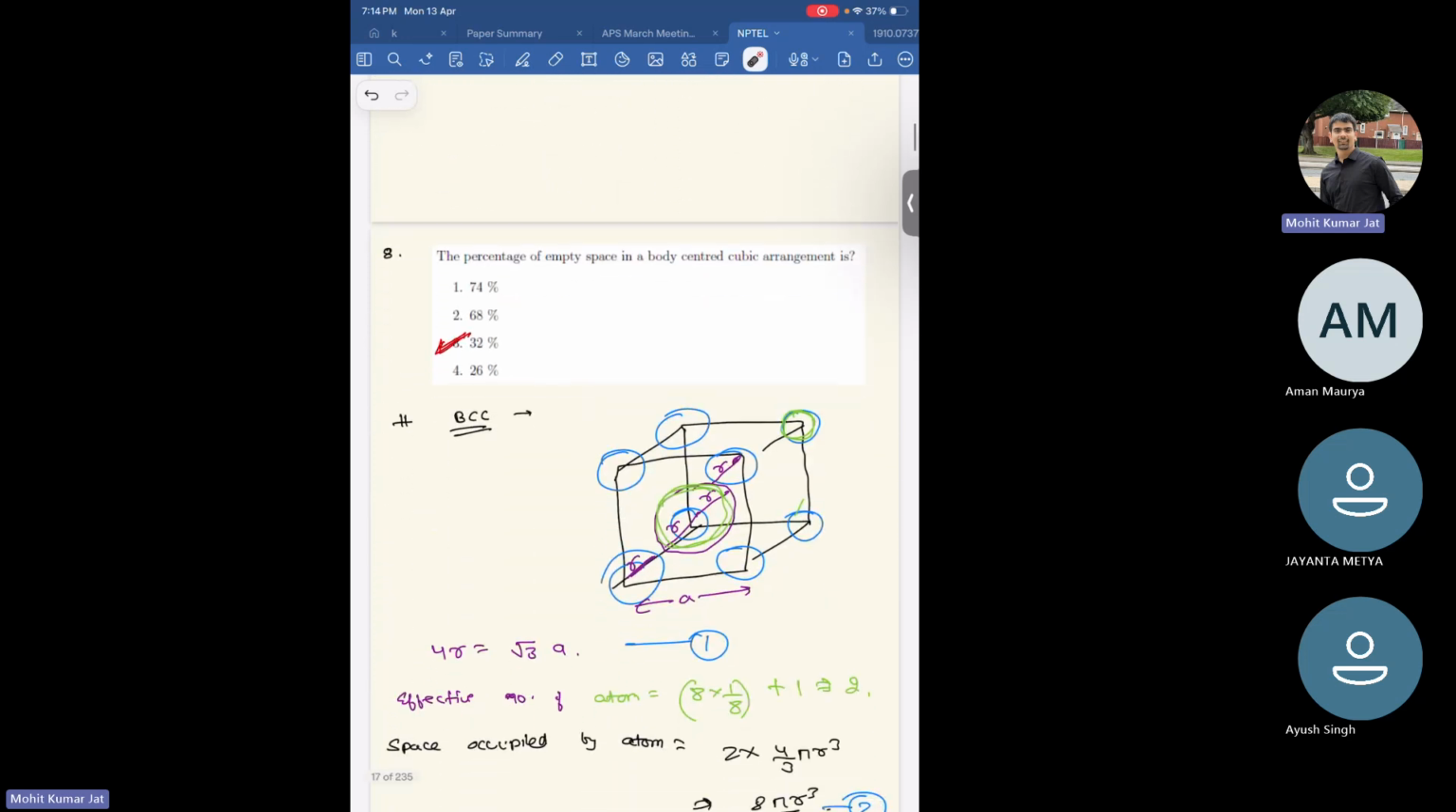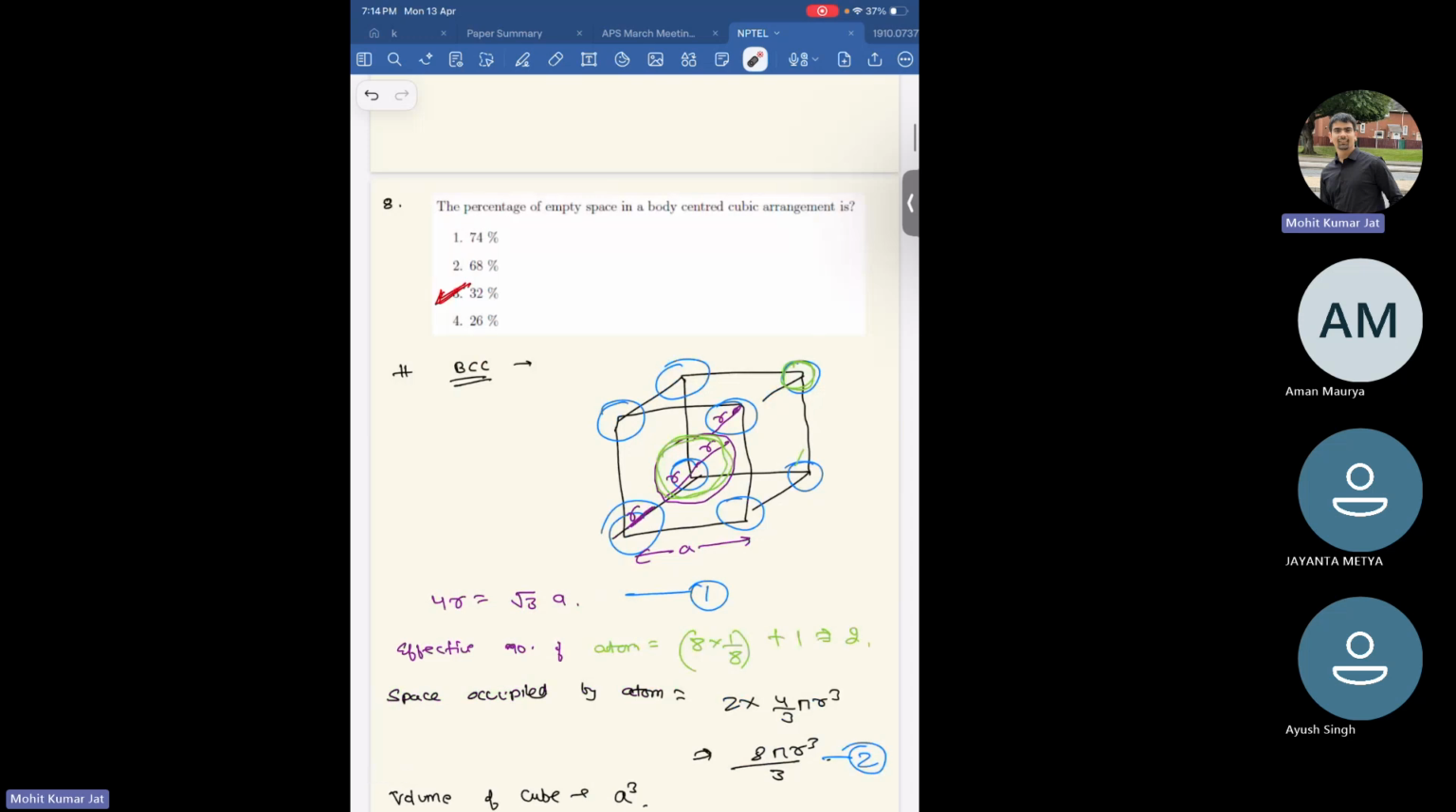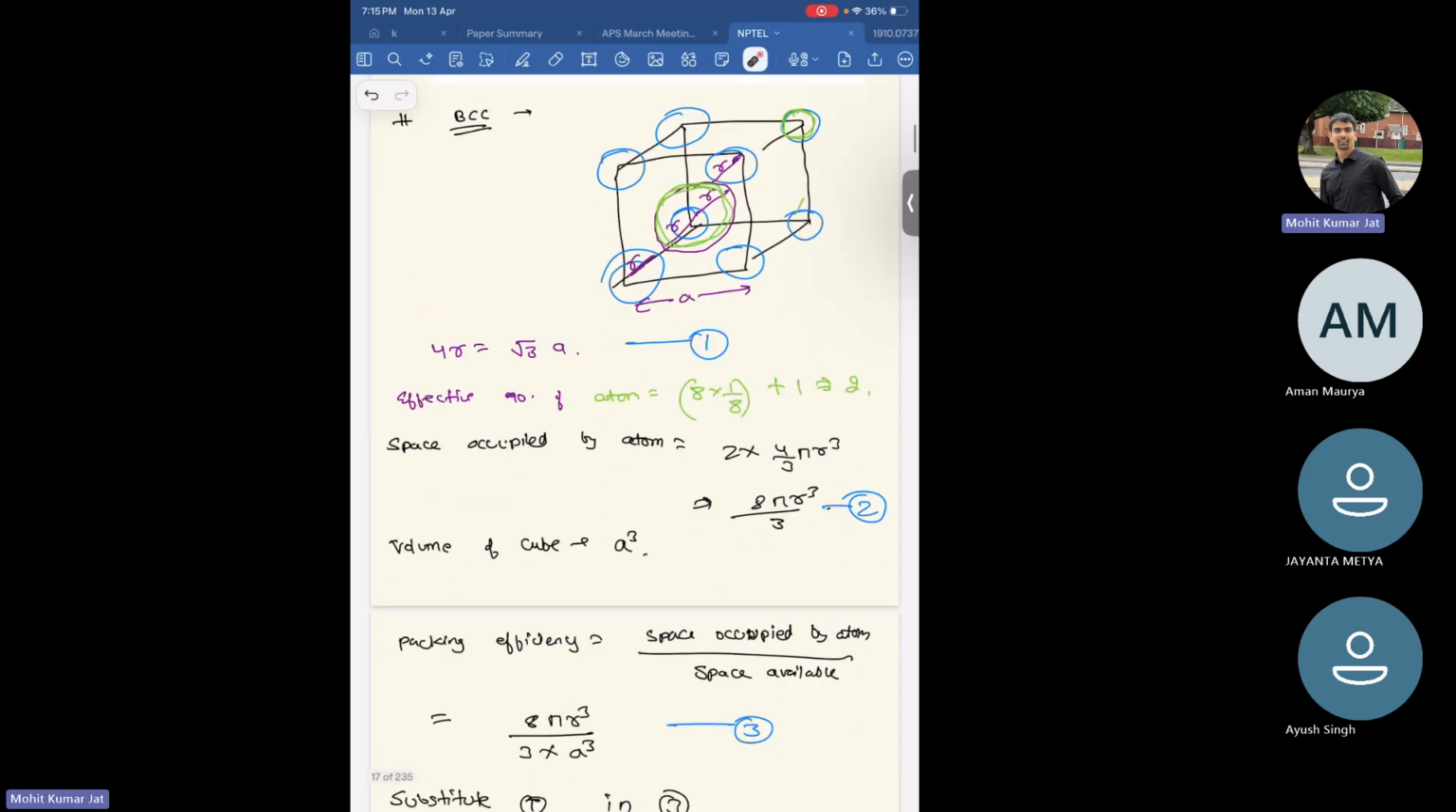Now if we move on to question number 8, the percentage of empty space in a body centered cubic arrangement is... So basically you extract the packing efficiency, subtract it from 1 and multiply it with 100, and you will get the empty space. This is easy. We do it in 11th or 12th grade.